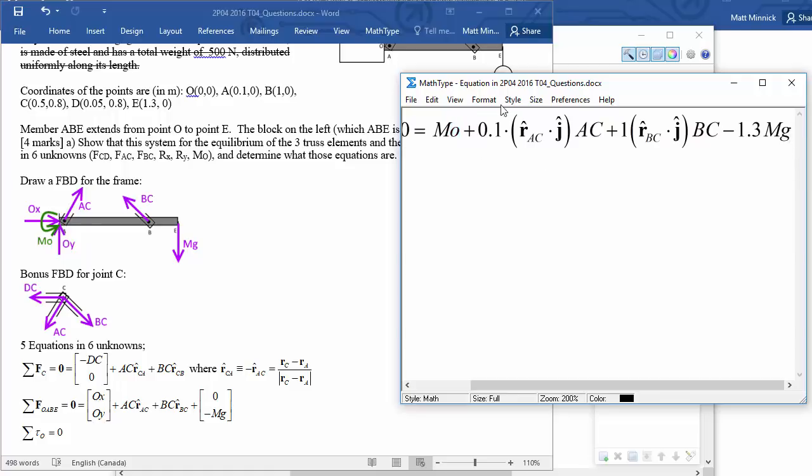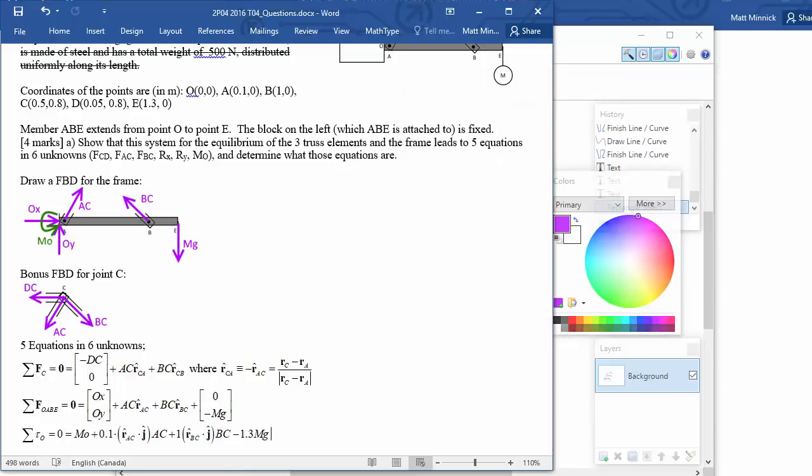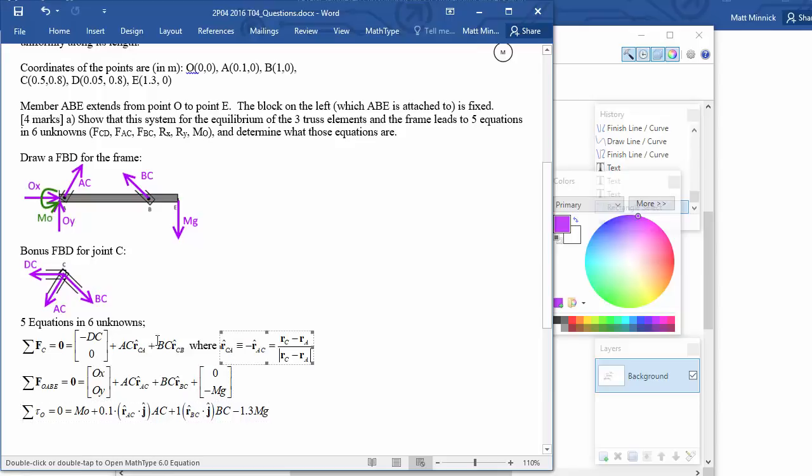We should be able to write this torque equation about any point and get the same kind of expression. It's not any different if you write it about some other point. And the last thing is I didn't have to write the length units here because in a static equilibrium problem we're adding it all up to 0 anyway, so it's still equal to 0 even if you don't write the units in every term. Okay. So, as promised, we've got 1, 2, 3, 4, 5 equations in 6 unknowns: DC, AC, BC, OX, OY, MO.